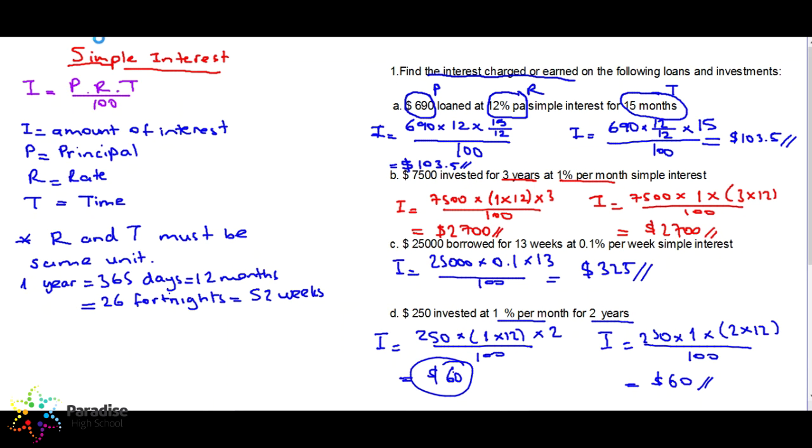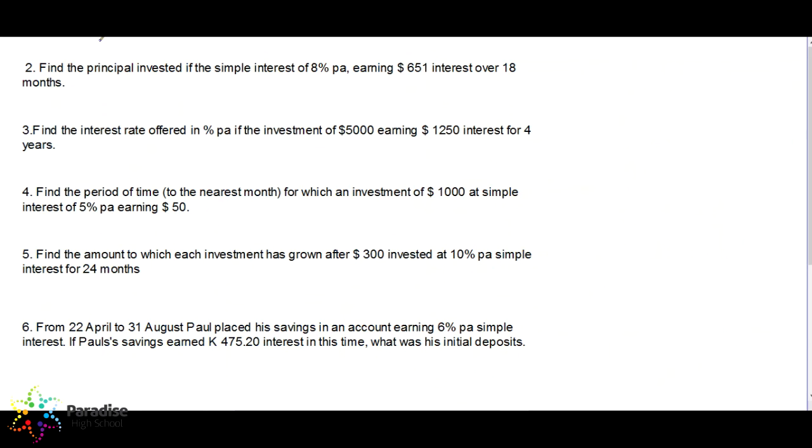Let's look at some more examples. All right, here. Find the principal invested if the simple interest is 8% per annum, earning $651 interest over 18 months. Oh, okay. This time, unlike the previous examples, we are not asked to find the amount of interest, but the question is to find the principal. So what is given to me here?